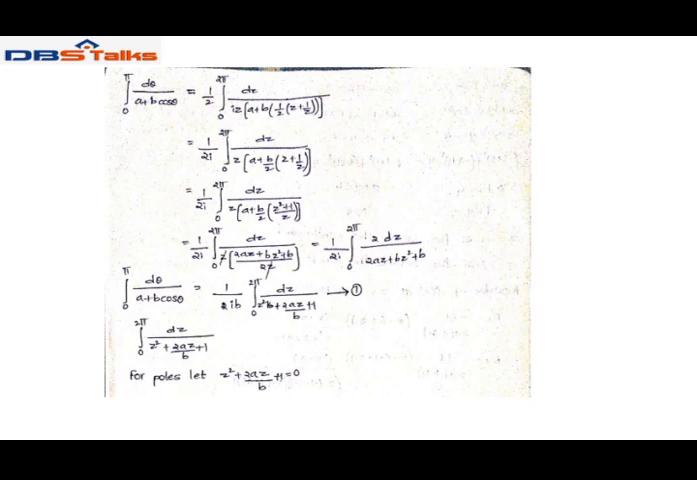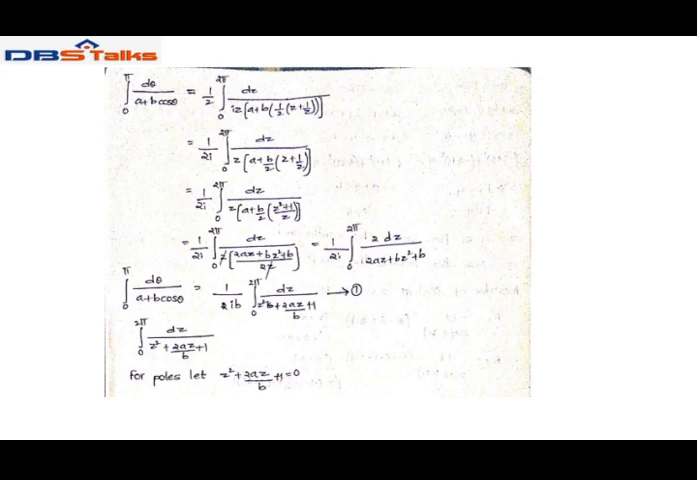So integral 0 to pi d theta by a plus b cos theta equal to 1 by 2 integral 0 to 2 pi. In this problem, we write cos theta equal to 1 by 2 into z plus 1 by z and d theta equal to dz by iz. Substitute these values in the integral. We get 1 by 2 integral 0 to 2 pi, dz by iz multiplied by a plus b into 1 by 2 into z plus 1 by z. That equals 1 by 2i.